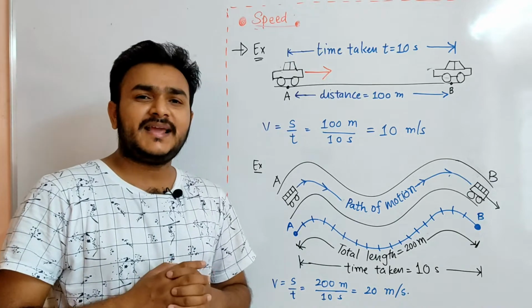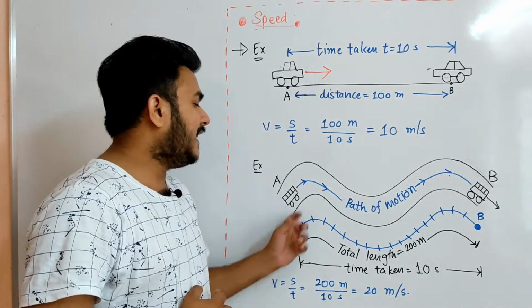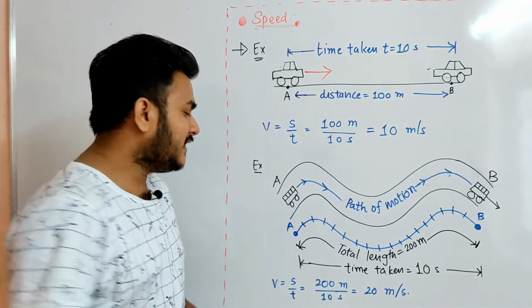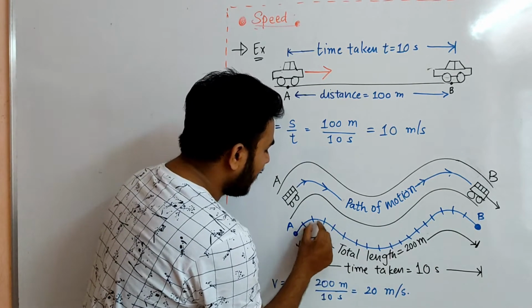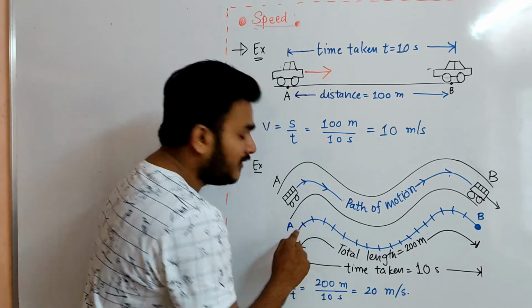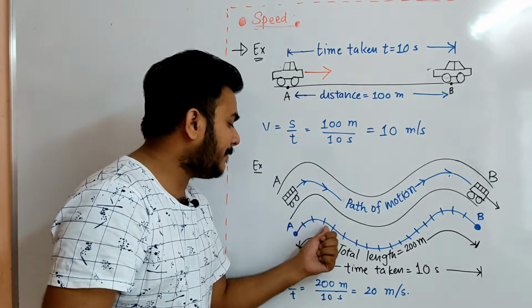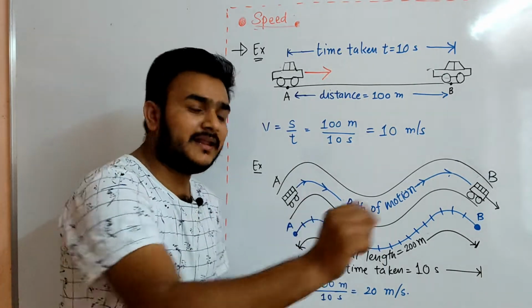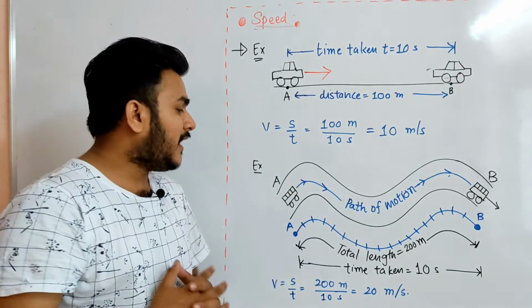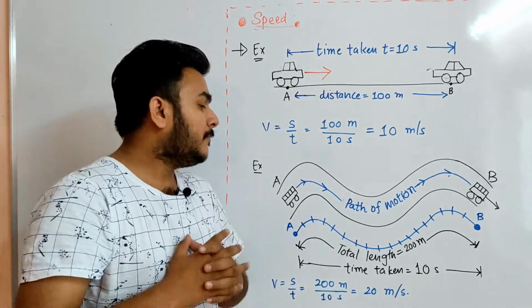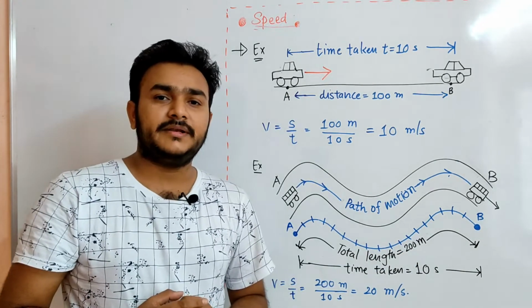Now the question arises: how do we calculate the length of the curvy path? For that we will divide the curvy path into small elements, and then we will find the length of each element separately. Then ultimately we will add all those element lengths and we will get the final length of the path, and that is equal to 200 meter.